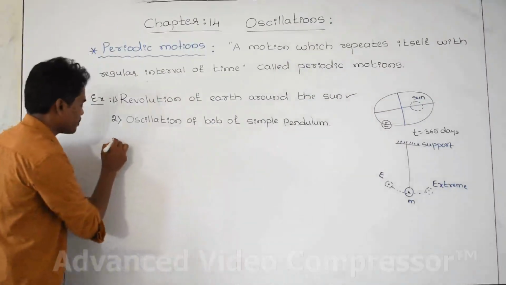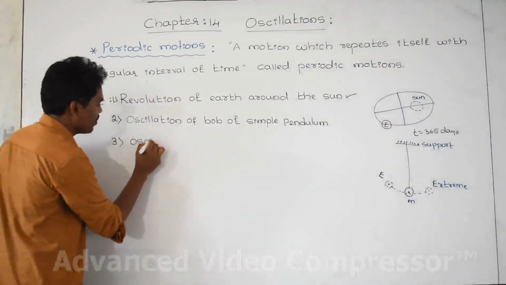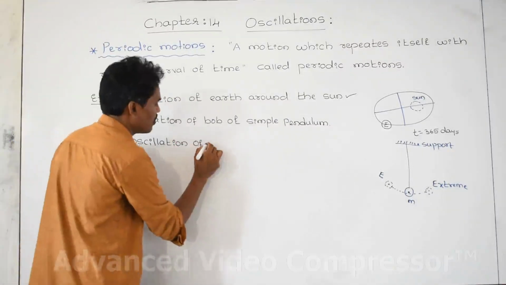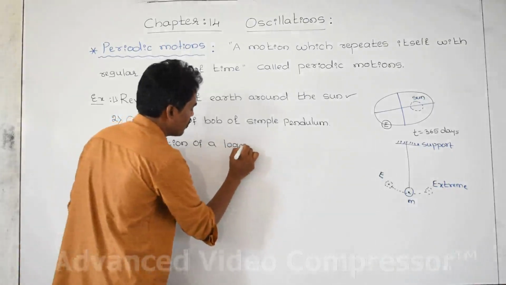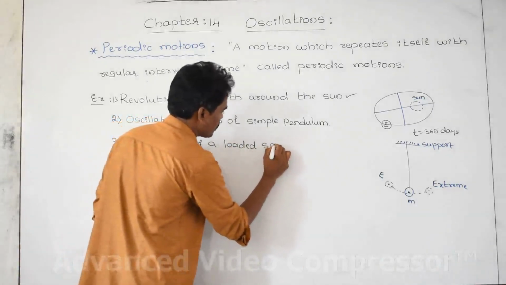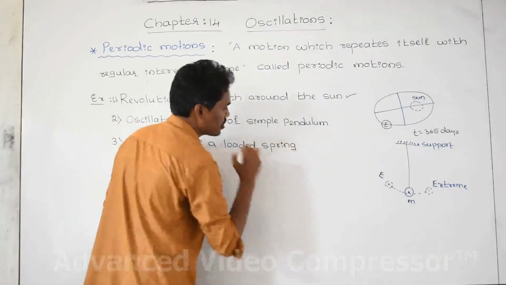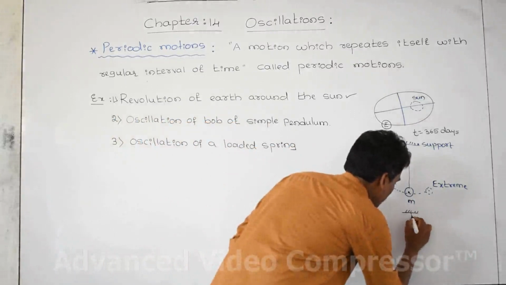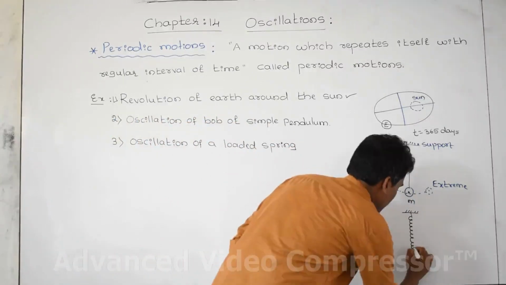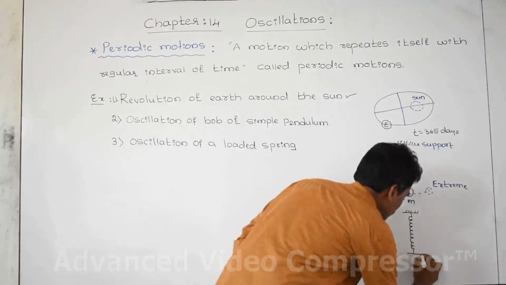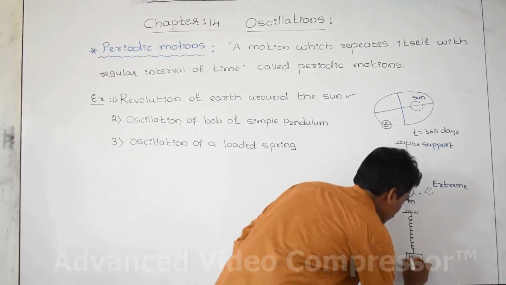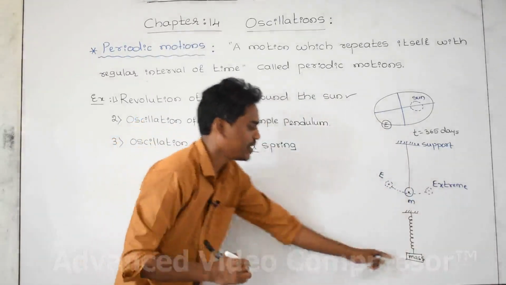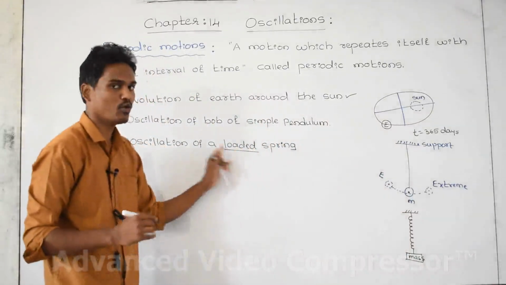And go to the third example. Oscillation of a loaded spring. Loaded in the sense this is a mass. You have to attach some mass to the spring. Let us take, this is a support and this is a spring. Let us attach some mass here. Load means weight. M into G, whatever you are getting, that is the load.